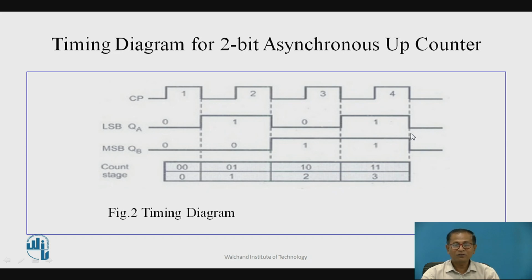At the fourth falling edge, flip-flop A again toggles and the output changes from 1 to 0. As QA acts as the clock input for flip-flop B, flip-flop B also toggles and its output changes from 1 to 0. So at the end of the fourth state, the output is 0 0. The states of the flip-flops are 0 0, 0 1, 1 0, 1 1.